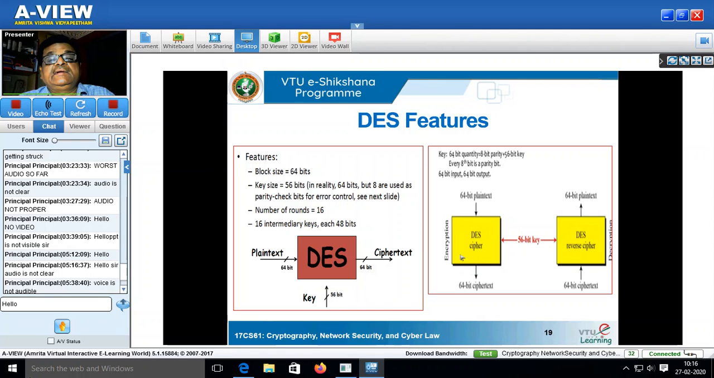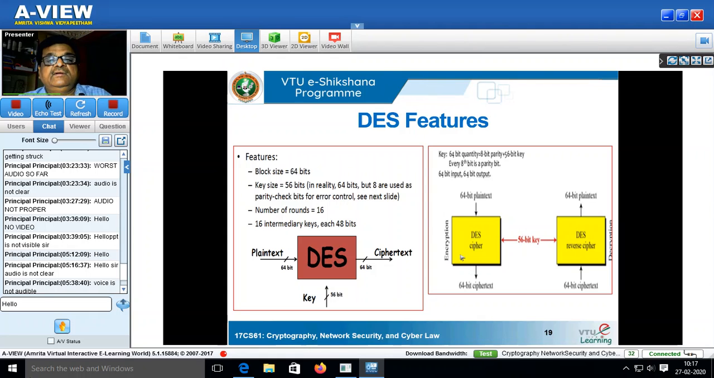So as soon as we get the plain text, which is in the form of text, it must be converted into digital form. It has to be split into 64-bit blocks. We get many such blocks after splitting the original plain text. This is the block size of the message.